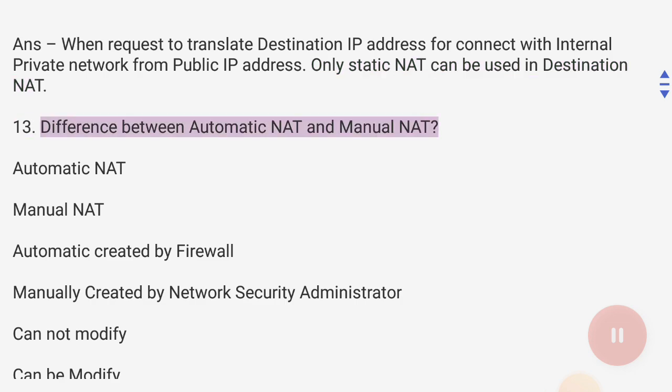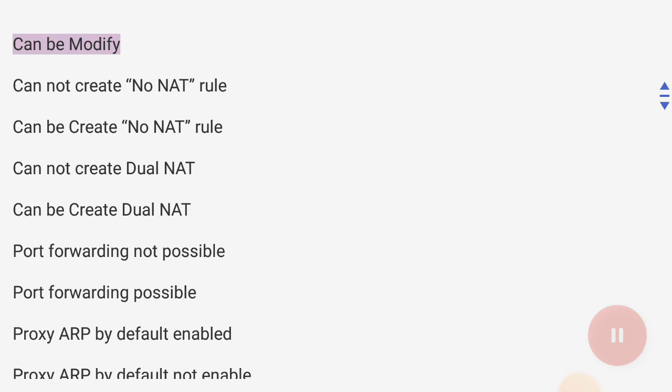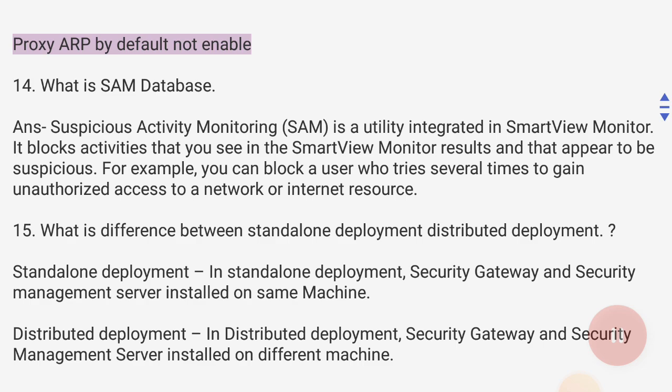13. Difference between automatic NAT and manual NAT. Automatic NAT: created automatically by the firewall; cannot be modified; cannot create no-NAT rule; cannot create dual NAT; port forwarding not possible; proxy ARP enabled by default. Manual NAT: manually created by the network security administrator; can be modified; can create no-NAT rule; can create dual NAT; port forwarding possible; proxy ARP not enabled by default.